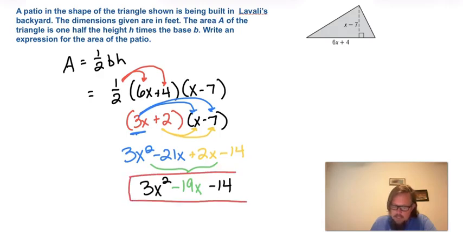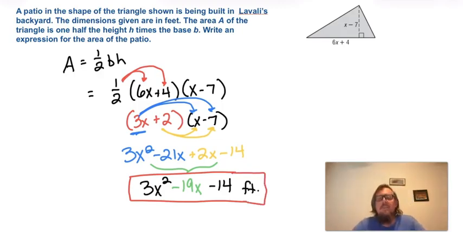And it says it's in feet, so I guess we should be good mathematicians and put our unit on the end. There we go, feet. And that is the area of this triangle. Pretty simple.